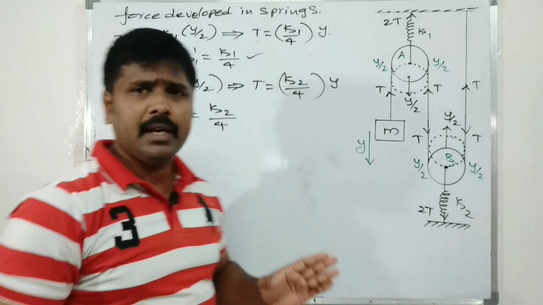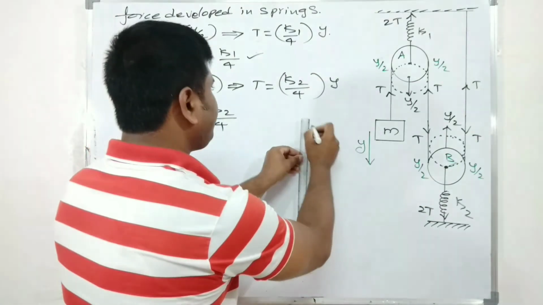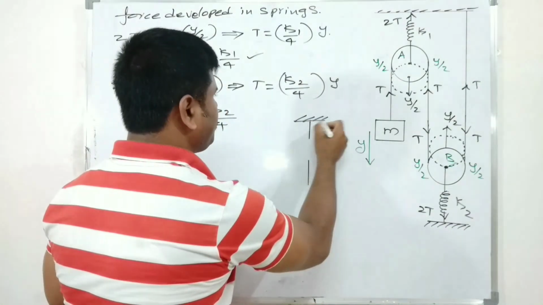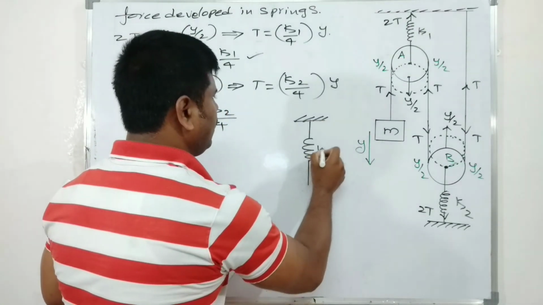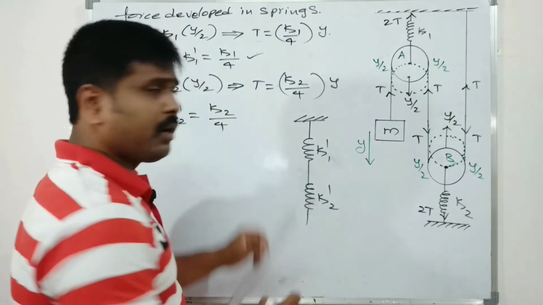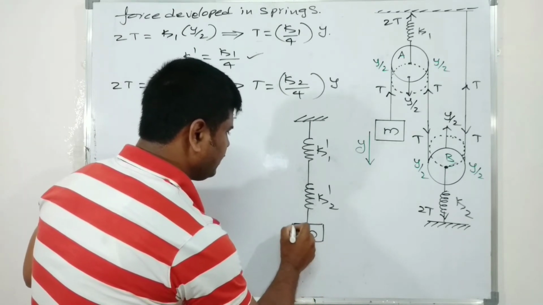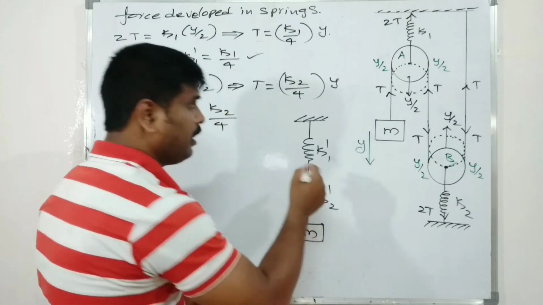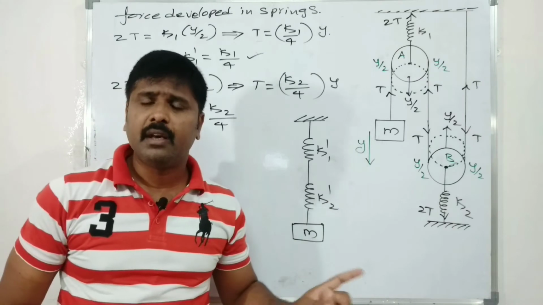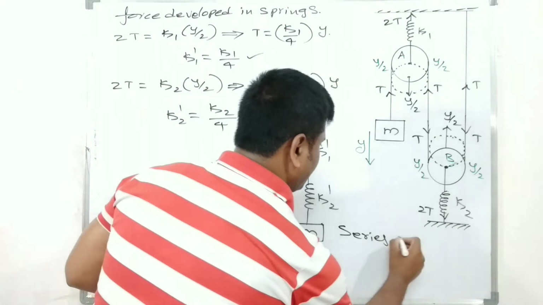So the resultant diagram of this system is like this. This is the rigid support, this is K1 dash, and this is K2 dash. Values we got already. So this is the block of mass M. This is the resultant diagram of the given question. So these two springs are in what combination? Here in series combination.